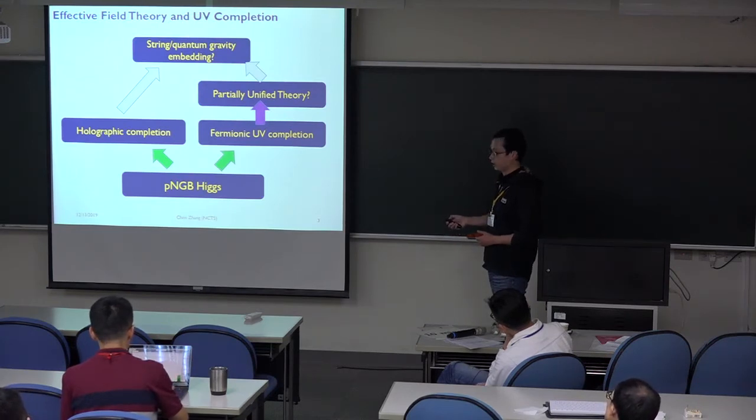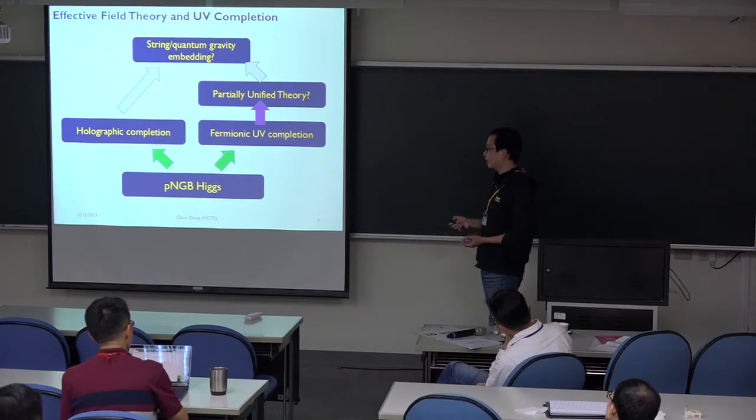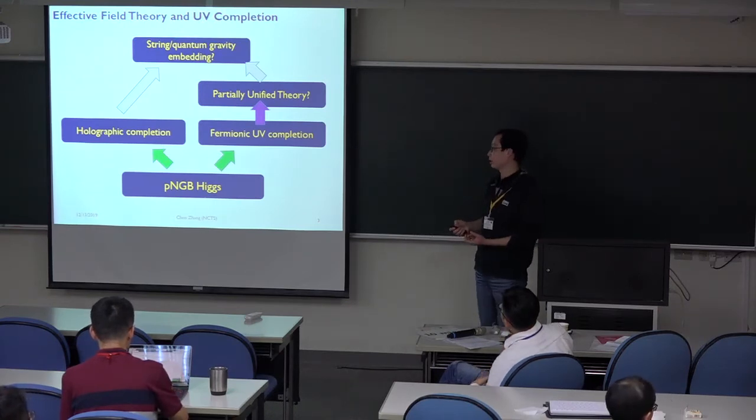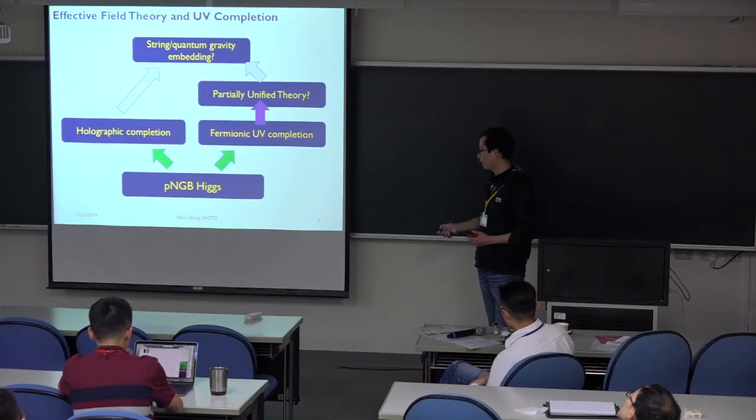And this means that beyond the standard model gauge groups, we've introduced a new gauge group called hypercolor and some new fermions called hyperfermions, which are charged under this hypercolor group. And the hypercolor group will confine at low energy. And the PNGB Higgs arises as a bound state of the new hyperfermions.